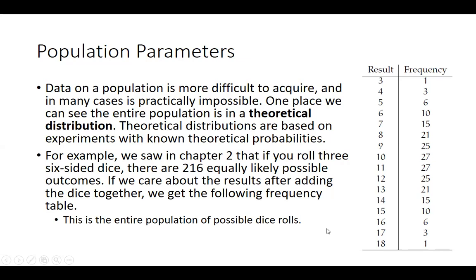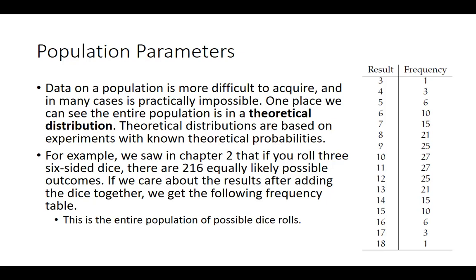Data on a population is more difficult to acquire and in many cases is practically impossible. One place we can see the entire population is in a theoretical distribution. Theoretical distributions are based on experiments with known theoretical probabilities.